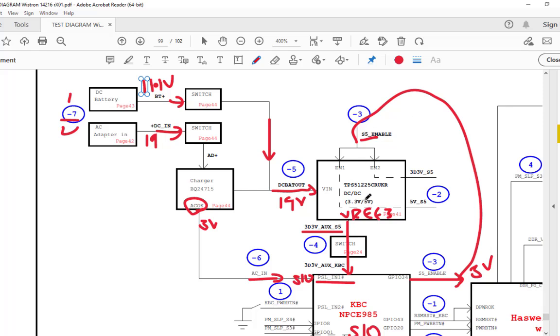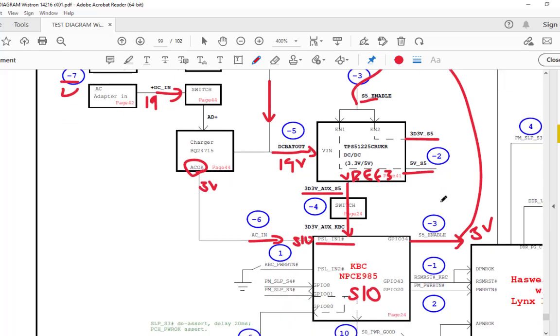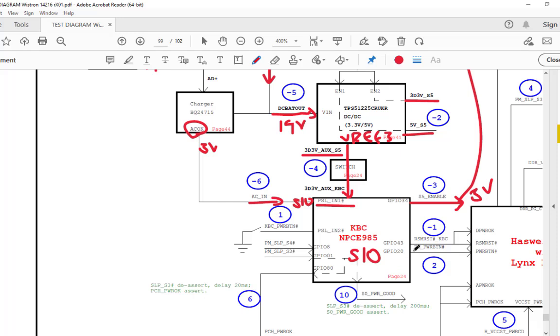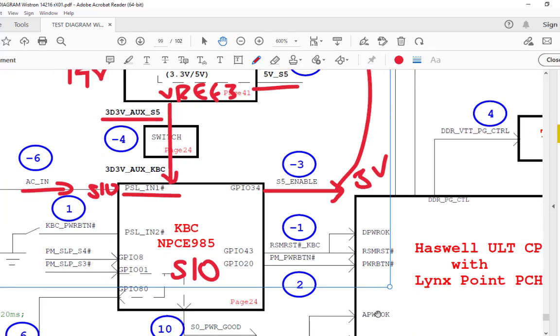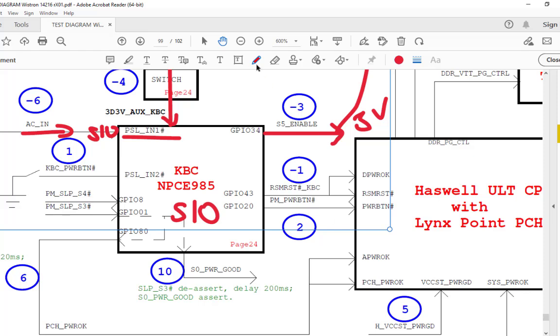This 3 volt enables the buck converter of the 3 volt and 5 volt section, and once it gets the enable signal, the 3 volt and 5 volt will be generated. That is step number -2. After -3 comes -2, and then -1. Once both voltages are generated, the SIO generates the next signal, called RSM RST. This is -1.